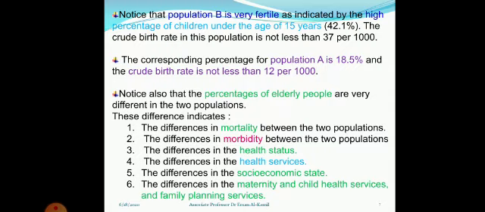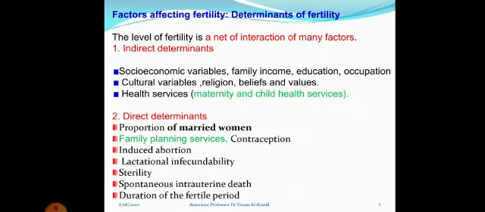So this is the discussion of the previous table, and we can notice that the percentage of elderly people is different in the two populations. So the differences indicate, as we mentioned in the previous slide, the difference in mortality, morbidity, health status, difference in the health services and socioeconomic status, maternity and child health services, and family planning provided to each community. What are the factors which affect fertility, or the determinants of fertility?